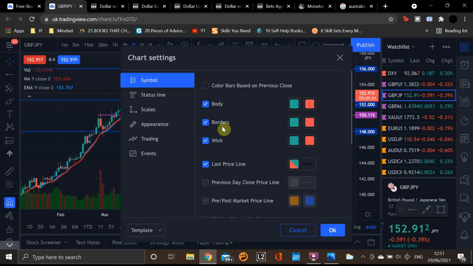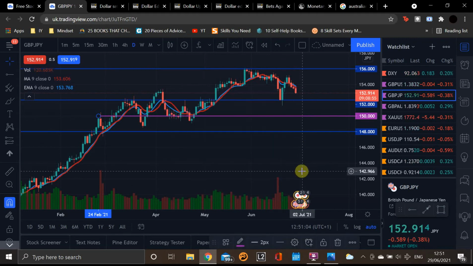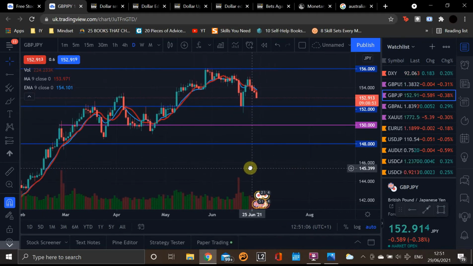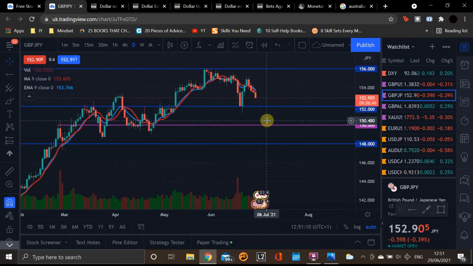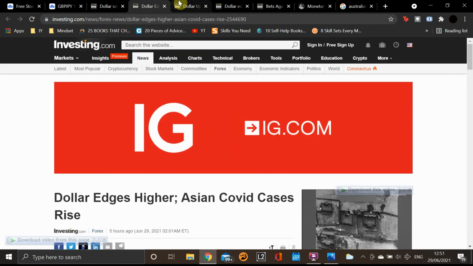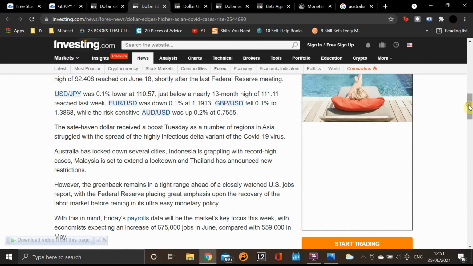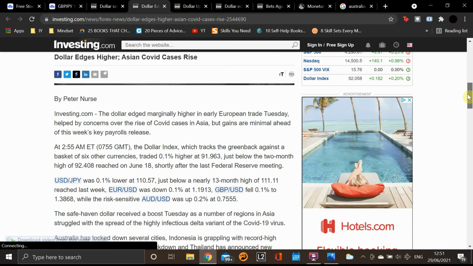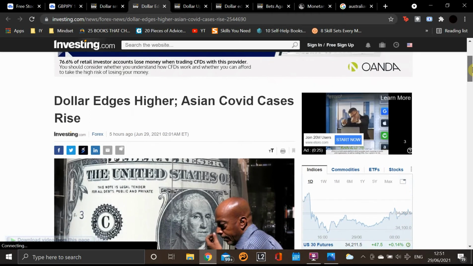150. So I know the British pound. Okay, let's look at these. Asian COVID cases rise, so the dollar edged marginally higher. I think we saw this yesterday. No, we didn't see this yesterday.